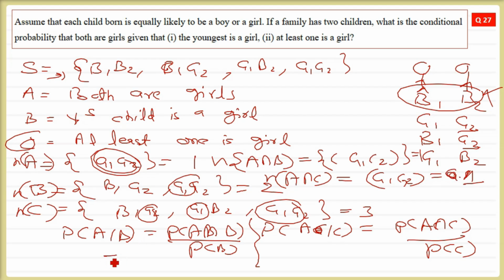Now put it in the question. Number of elements in A intersection B is 1. Number of elements in A intersection C is 1. What is P(B), which is the number of elements in B? We have already computed that. It's 2. Number of elements in C is 3. So 1 by 2 and 1 by 3 are the respective probabilities.